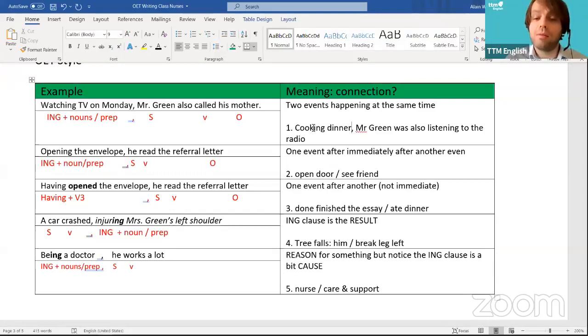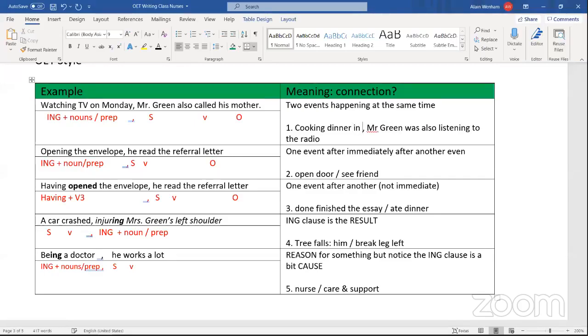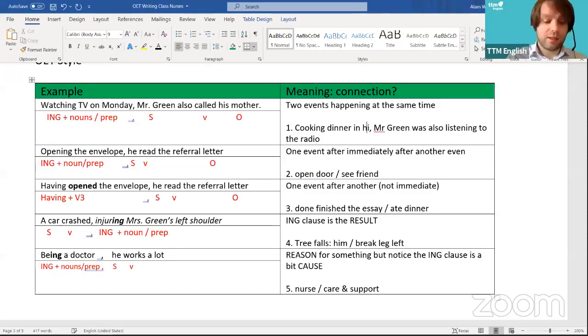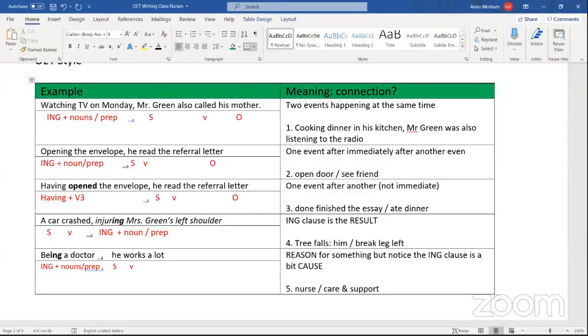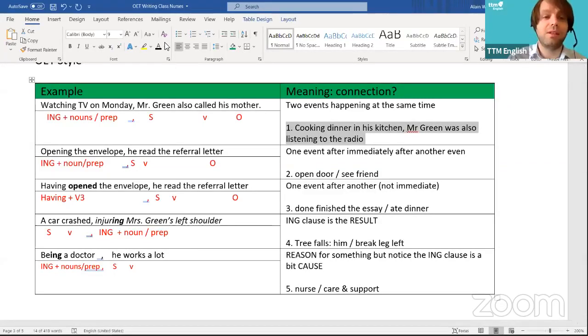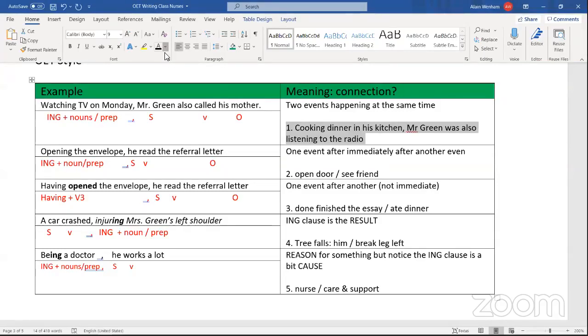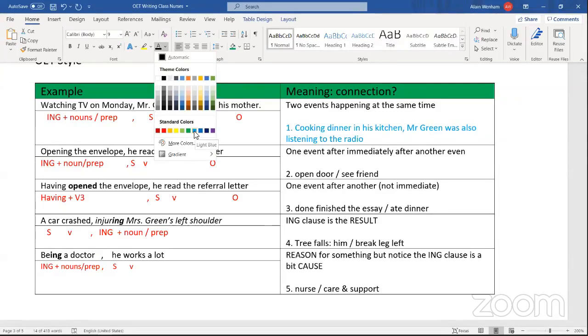Now, remember, I can make this longer if I want, right? Give me a preposition. Cooking dinner in his kitchen. Yeah, right. Mr. Green was also listening to the radio. Great. Okay, so we've got an example sentence. Thank you very much, Manisha. Let me ask one more person. Let me ask Ling, if she's there. Ling? Yes. Okay, I'm just going to change this to green.